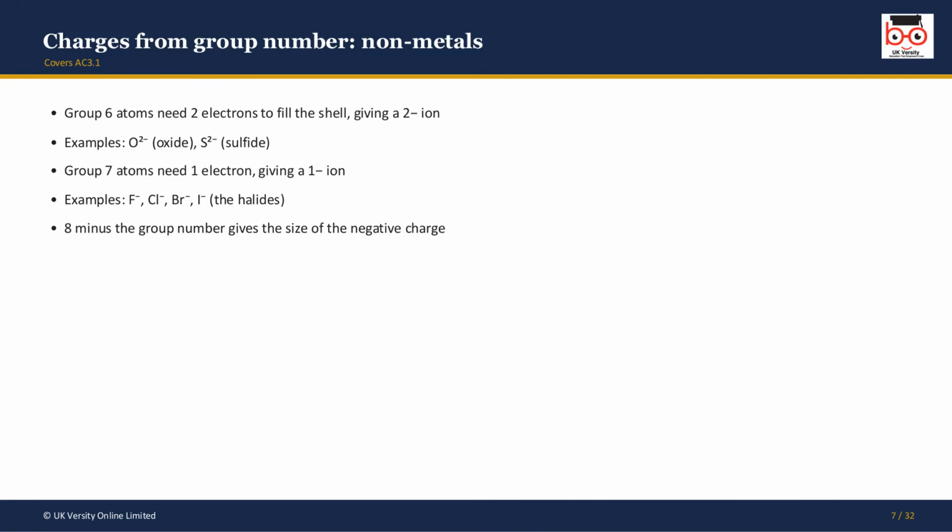Nonmetals work by gaining electrons instead. Group 6 atoms need two more electrons to fill their shell, so they form a 2- ion, like the oxide ion and the sulfide ion. Group 7 atoms need just one, forming a 1- ion, the halides: fluoride, chloride, bromide, and iodide. A handy rule is that 8 minus the group number gives you the size of the negative charge.